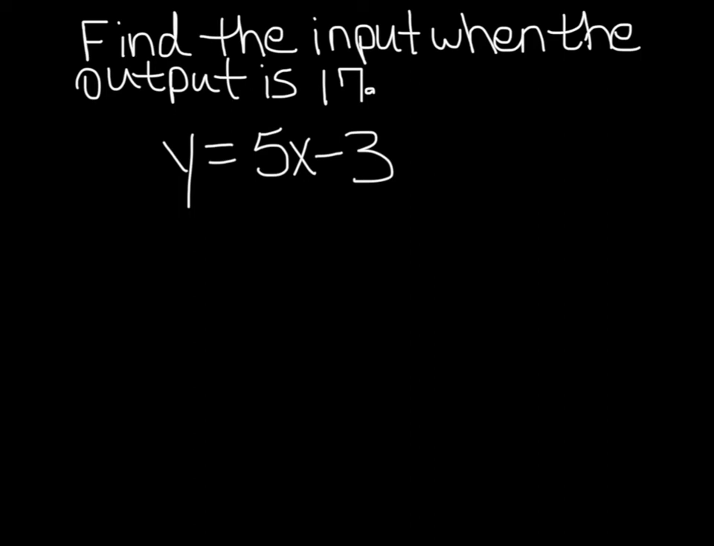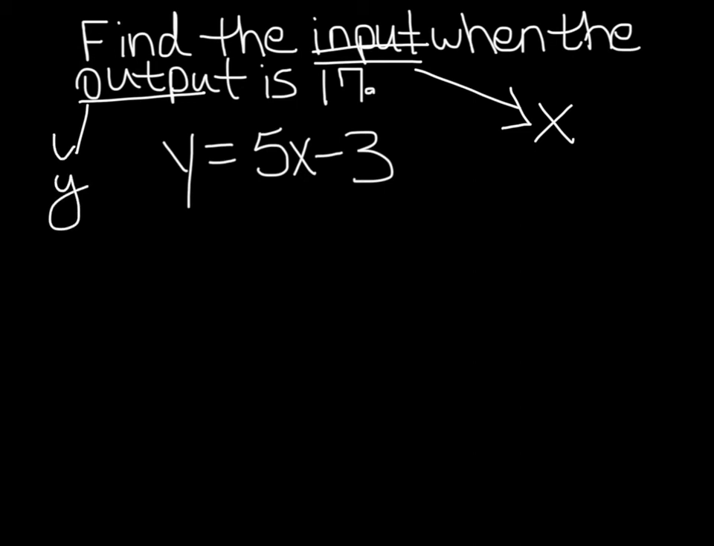The last example that we are going to look at has a little word problem with it. It says find the input when the output is 17. I want everybody to back up a little bit and remember the input is what you put into the equation. It is the x value. Input is the x value. Output is the y value. What does that mean?